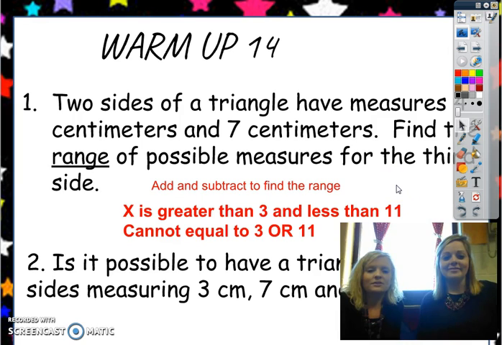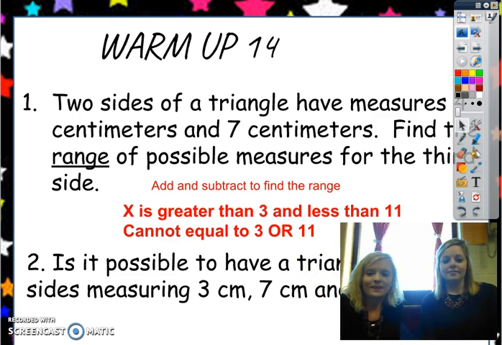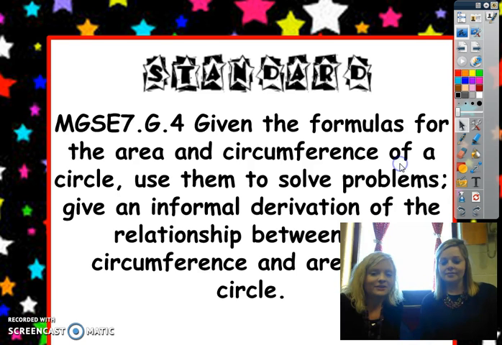Okay, for number 2, is it possible to have a triangle with sides measuring 3 centimeters, 7 centimeters, and 9 centimeters? Well, let's see. We have to decide whether when we add 3 and 7, it is greater than 9. So 3 plus 7 is 10, and 10 is greater than 9. So yes, we can make a triangle. All right, moving right along. You can check it.